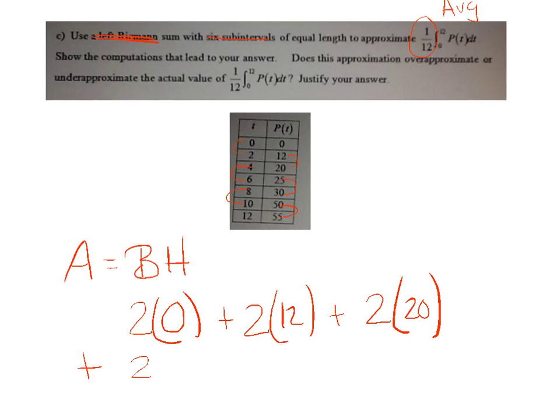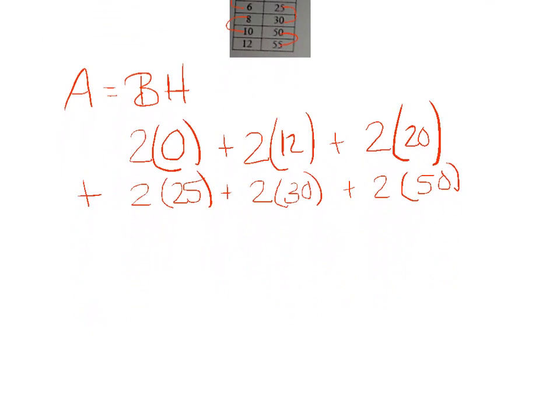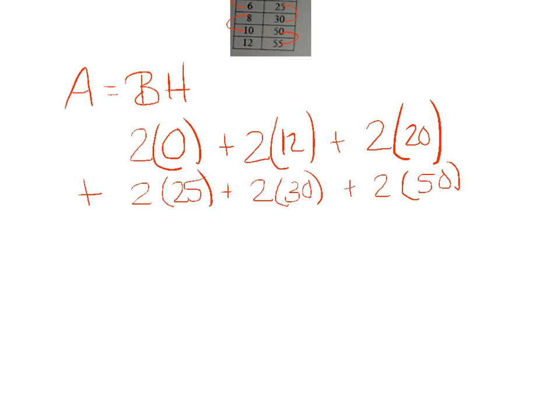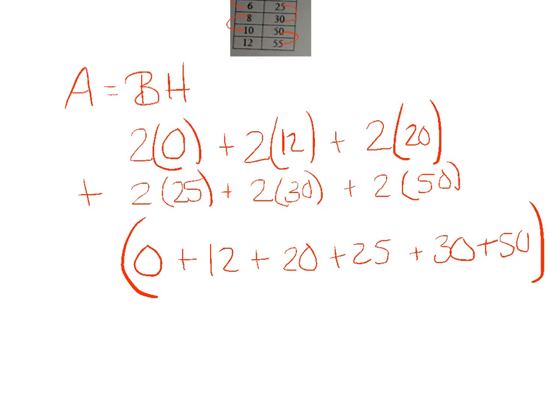I'm going to keep adding on here. 6 to 8 would be a base of 2. And 25. Hopefully you're starting to see the pattern there. 8 to 10 is a base of 2. The height's 30. And 10 to 12 is a base of 2, and the height is 50. And then we'll just carefully add up all of those pieces. That was a 0 plus 12 plus 20, 25, 30, 50, that's if I pull out the height of 2.